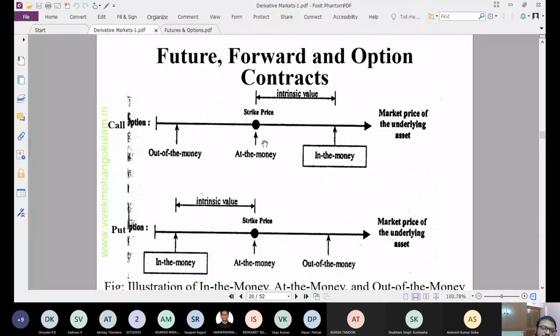Now at the strike price, what happens? No profit, no loss. Then it is at the money. Now if there is a premium, then what happens? If there is a premium, then at the strike price also he has a loss. Beyond the strike price also, suppose $10 is the strike price, and $2 he has already paid for the premium.